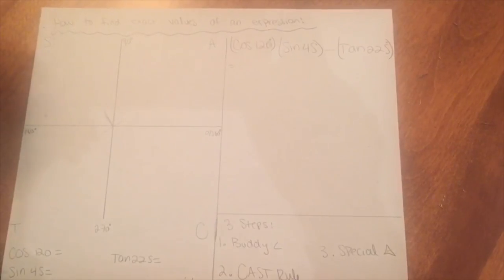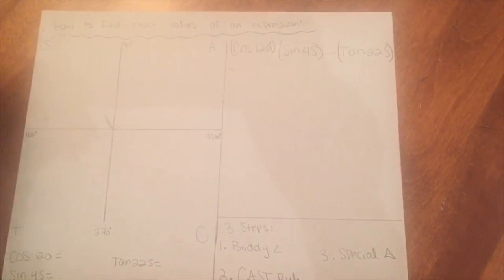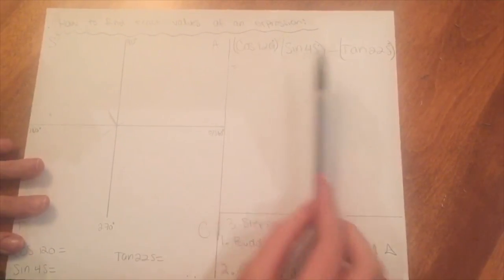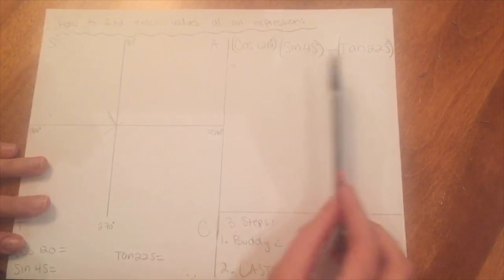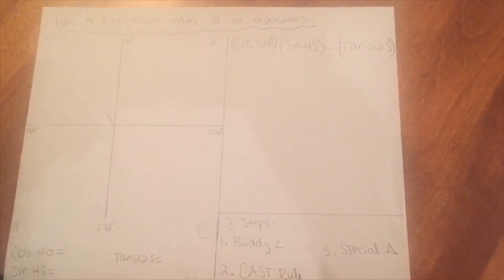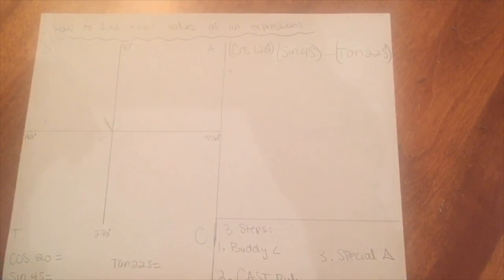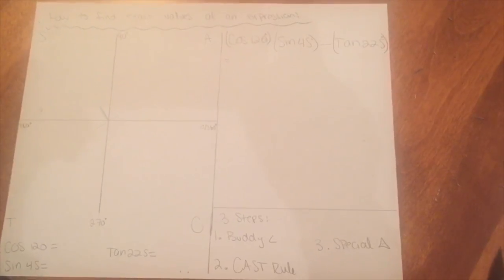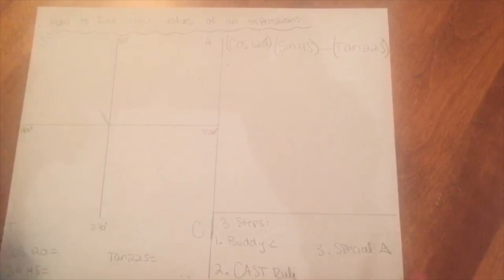Okay, so this question is similar to the last one, except it's a little more difficult. This question is cos 120 times sine 45 minus tan 225. So in order to solve this, we have to use a three-step process. First, we find our buddy angles, then we use the cast rule and special triangles.